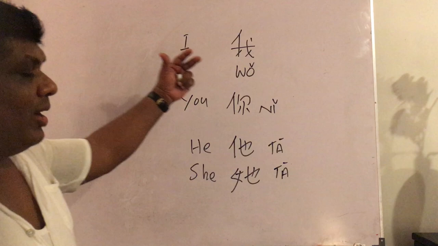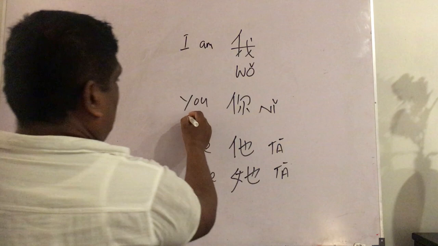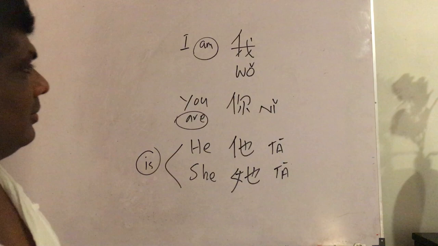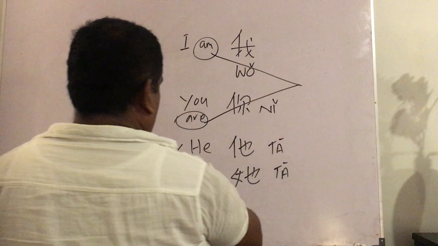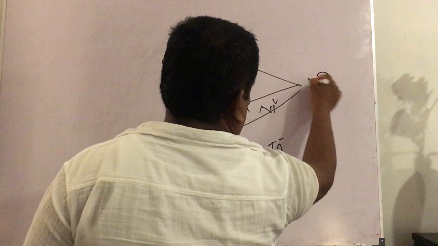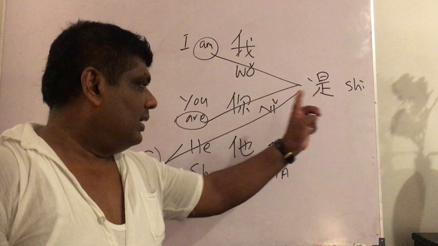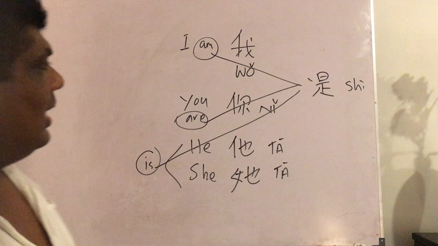In our English language, I is am, you are, she or he is. Three differences there. In the Chinese language, these three use the same word, shi. Wo shi, ni shi, ta shi, ta shi. I am, you are, he is, she is.